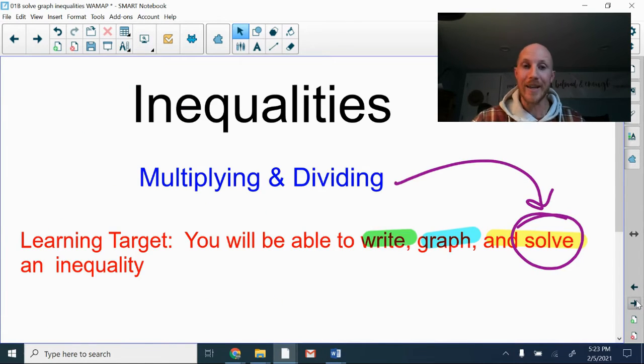So today we're going to take a look at inequalities. We're going to continue with the same learning target with these 3 tasks we need to accomplish with inequalities. We'll need to be able to write an inequality, graph an inequality, and solve an inequality. The subtitle there, multiplying and dividing, really only applies to solving, which will be different today than what we saw yesterday with solving that used adding and subtracting.